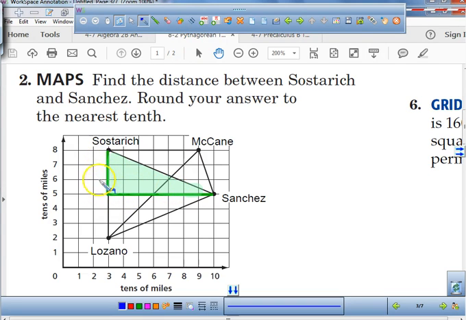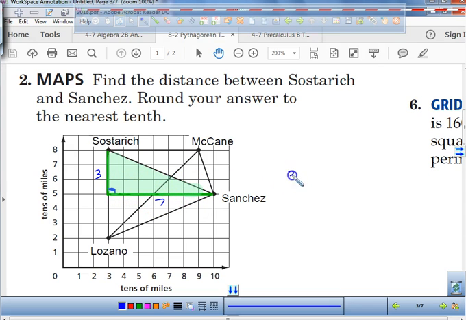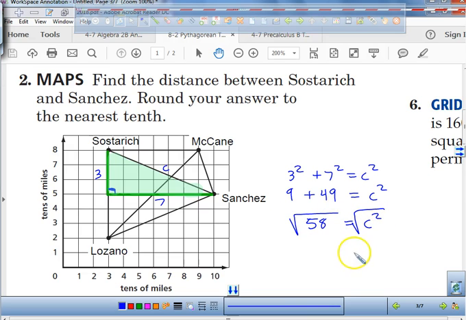What's the distance of my smallest side? 3. What's the distance of my longest leg? 7. 1, 2, 3, 4, 5, 6, 7. Correct. So I'm going to do 3 squared plus 7 squared equals my c value, my hypotenuse squared. So I get 9 plus 49 equals c squared. Add them together, I get 58 equals c squared. Take the square root of both sides, and c is equal to the square root of 58.